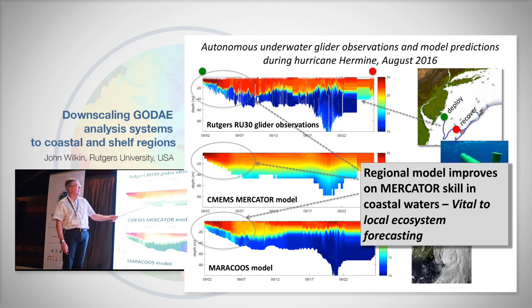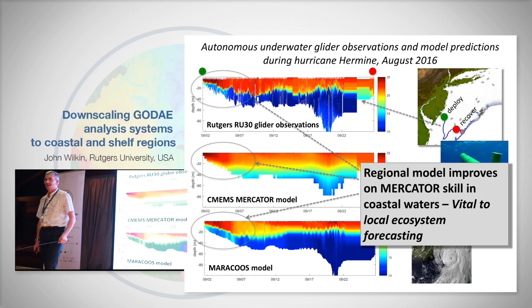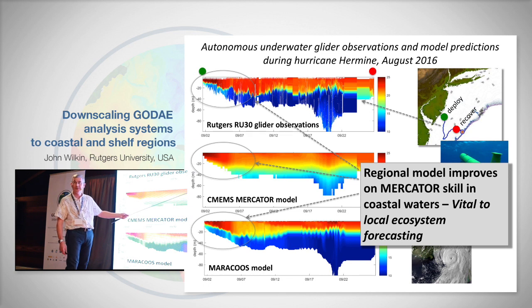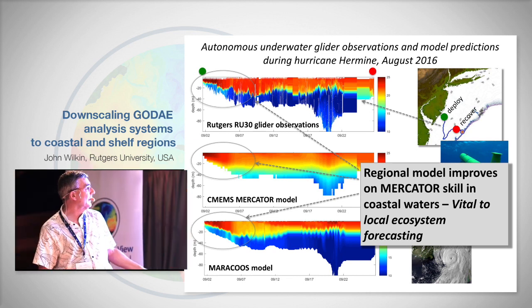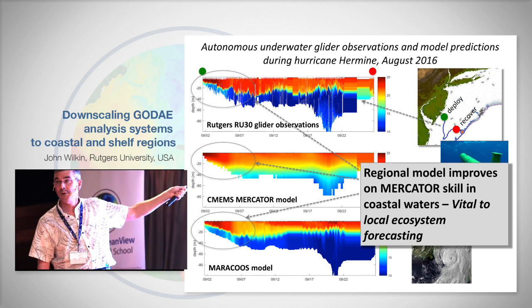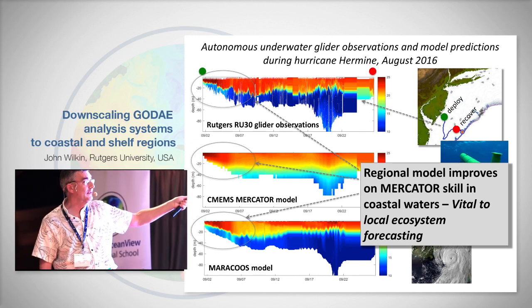But if you looked at one of these GODAE-class models 10 years ago, they wouldn't have had this kind of skill in continental shelf oceans. So hats off to them there. But now we see the advantage of having a regional downscaling. We can get a much better representation of the true glider trajectory. These data were not assimilated in this case. Okay. So we're starting from a good place. We can only get better if we assimilate those observations.